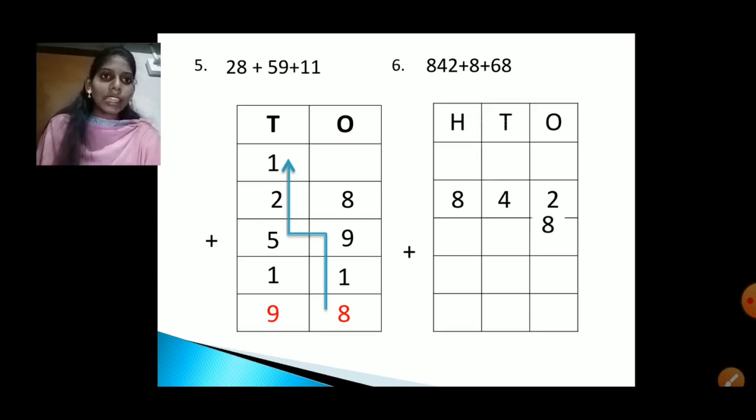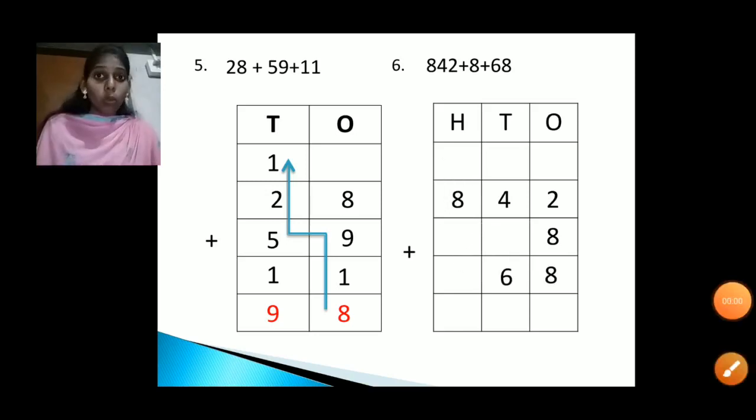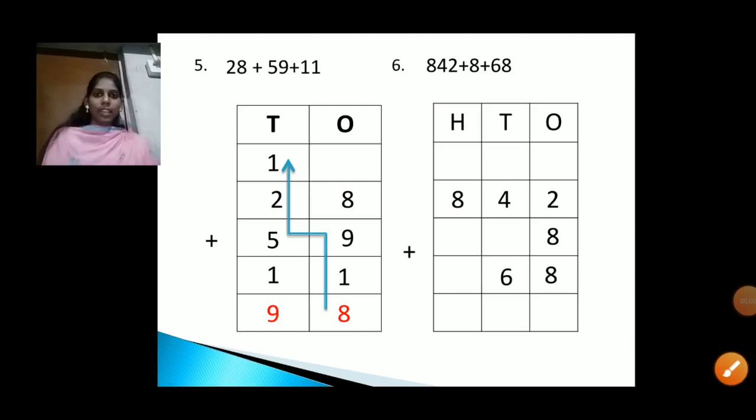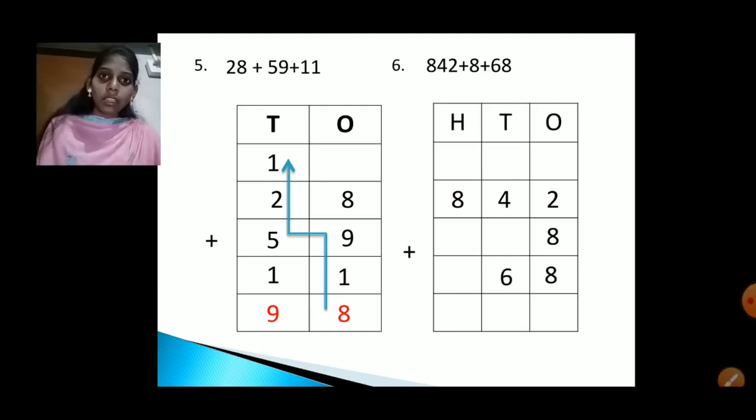8 and next is 68. So 8 we will write under the ones place and 6 we will write under the tens place. Correct? Now what will we do? We will solve this. Correct? So for solving the addition sum, we will start from the ones place. Here also you have to add 3 times. Okay. So first we will add 2 numbers. Then that answer we will keep in our mind. And then we will add the next number.